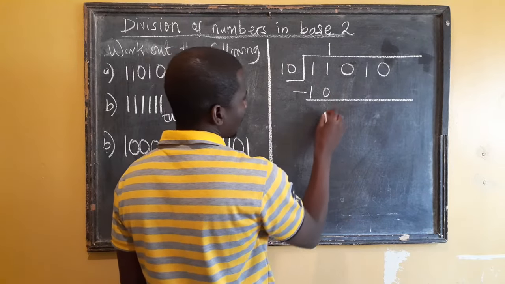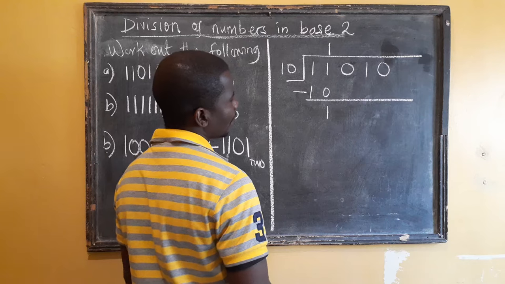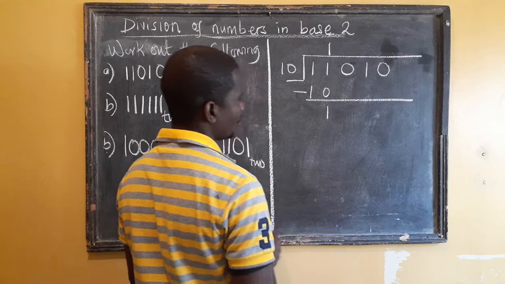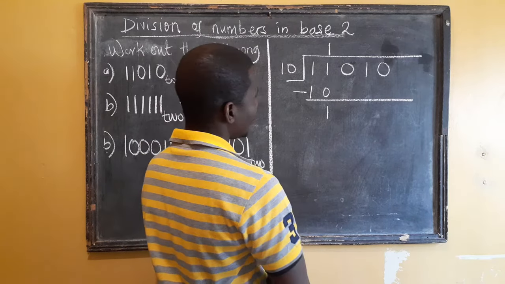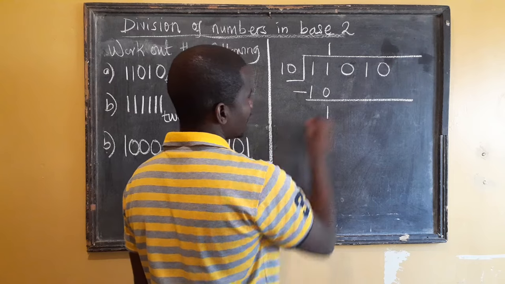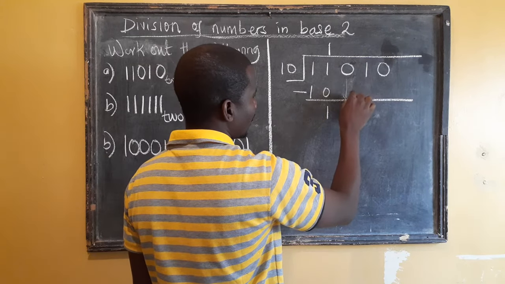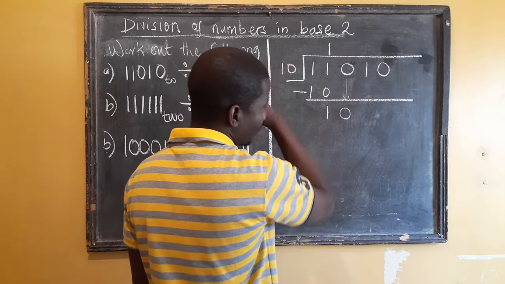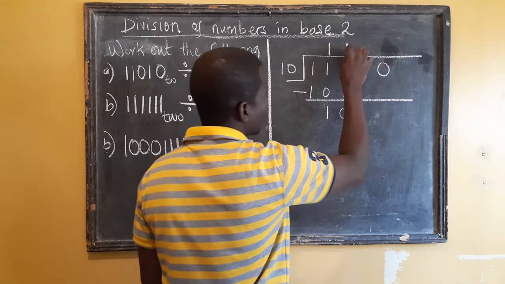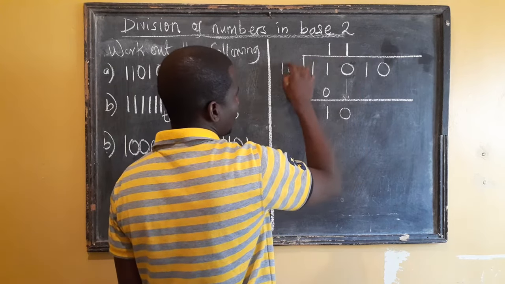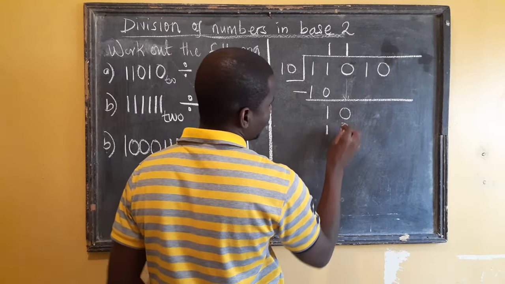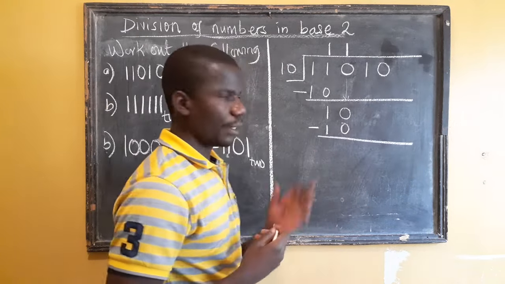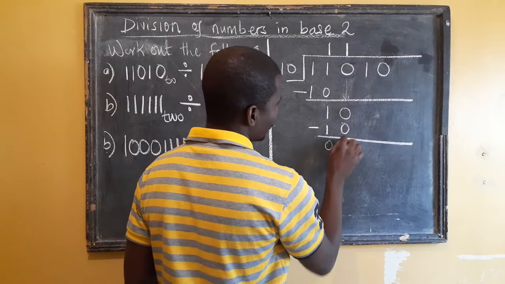At this point, we subtract. What do we get? This is going to give us 0. 10, can it go into 1? No. So what are we supposed to do in this case? We're going to bring down this 0 here. Then we say, 10, can it go into 10? The answer is yes. How many times? 1. Again, we multiply this by this one. What do we get? We subtract. When we subtract, we're going to get 0, 0.